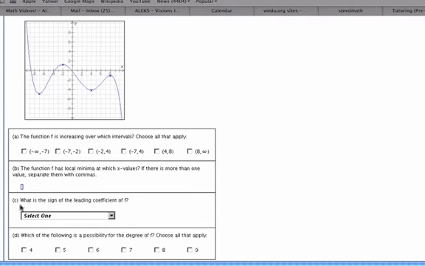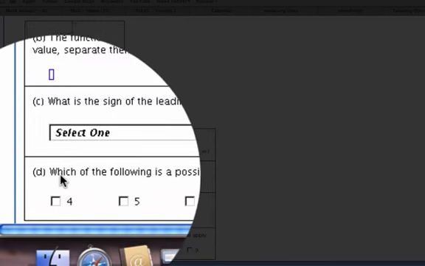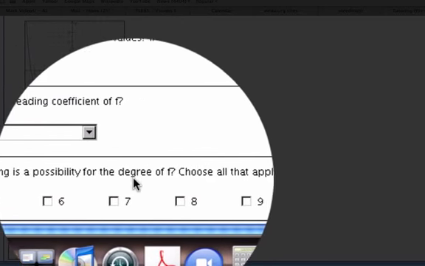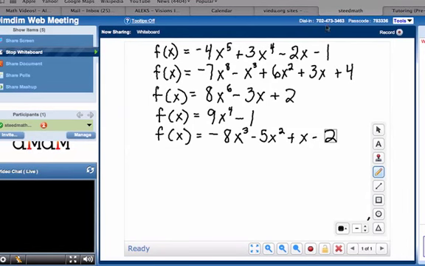For question C and question D, we're actually going to answer these at the same time. It's asking what the sign of the leading coefficient of f is, and question D asks which of the following is a possibility for the degree of f. Choose all that apply. So let's look at what that means real quick. What is the leading coefficient and what is the degree? Here are a bunch of just pretend functions for f.